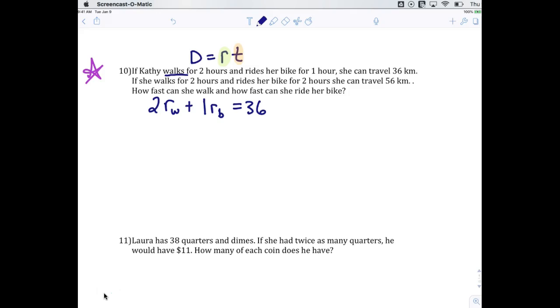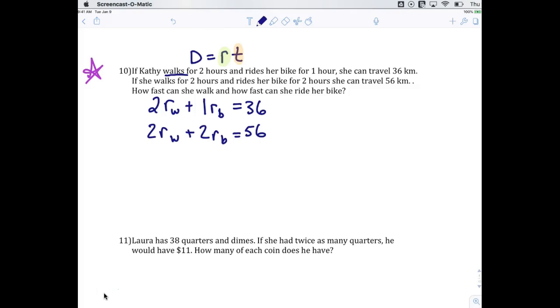Now again, I just use those subscripts to demonstrate that we're talking about rates. This is for walking and this is for biking. So now that I've shown you that, somebody set up the next equation for me. Tell me. 2 R sub W, and then plus 2 R sub B equals 56. Beautiful. That's exactly correct.